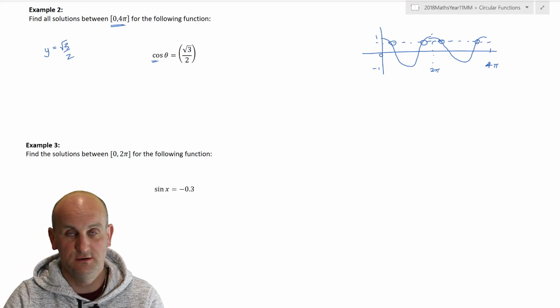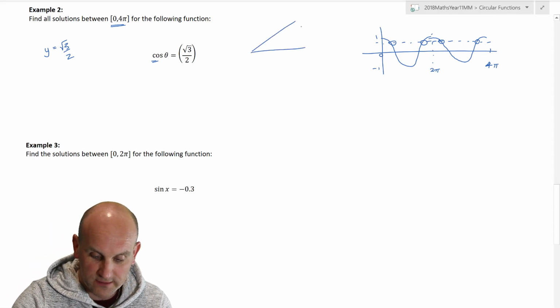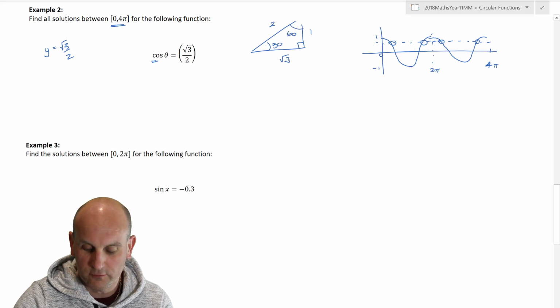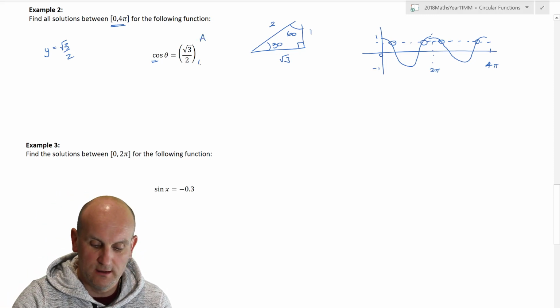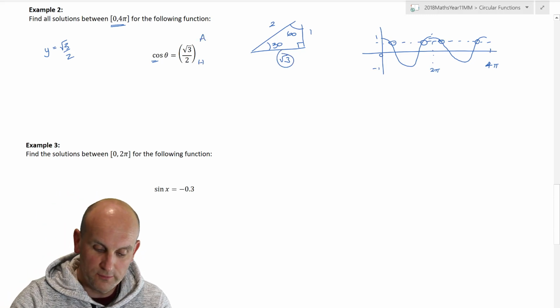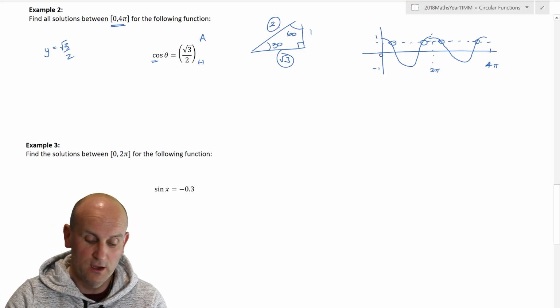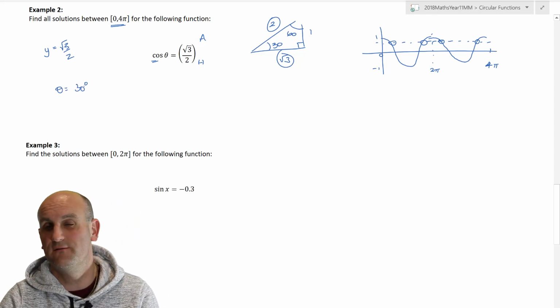How do I find my first solution? Well, one of 2 ways. 1, use my calculator. 2, use my triangle. So let's use my triangle first, just make sure we can actually do it. So we know that that's 30 degrees there. That's 60 degrees. 1, 2, and root 3. So what angle has an adjacent of root 3 and a hypotenuse of 2? Well, there's my adjacent of root 3. There's my hypotenuse of 2, so it must be 30 degrees. So I now know that theta equals 30 degrees is my right solution, my first solution.